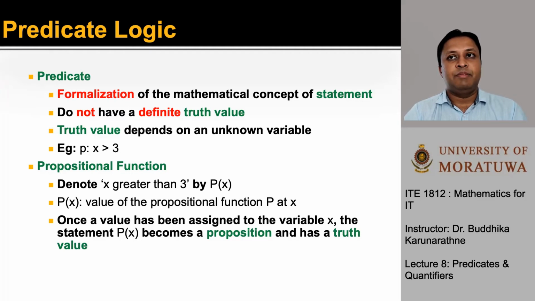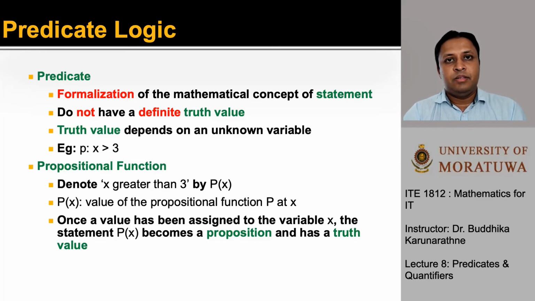Example, we have a predicate x greater than 3. We cannot define a truth value for this statement or predicate because we do not know the value of x, because it's an unknown variable. Depending on the value of x, this predicate can be true or false. Right now, as the definition says, the predicate does not have a truth value.